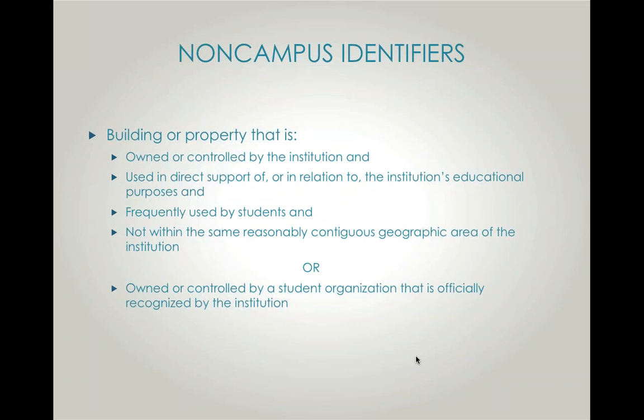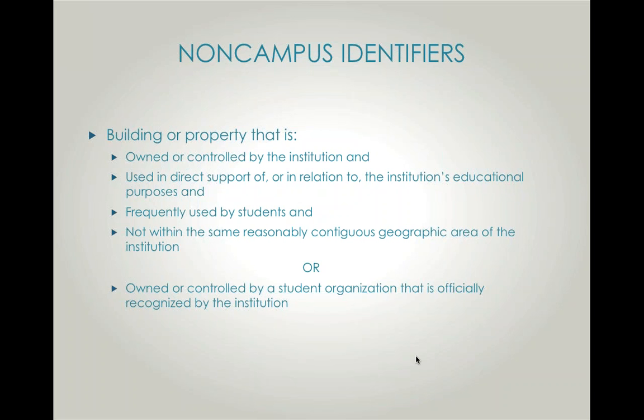So when we're getting into talking about non-campus, we are referring to buildings or property that have all of these criteria. So either all of the first set of criteria or just that second set. So it's either buildings or property that are owned or controlled by the institution and used in direct support of or in relation to the institution's educational purposes and are frequently used by students and are not within the same reasonably contiguous geographic area of the institution.